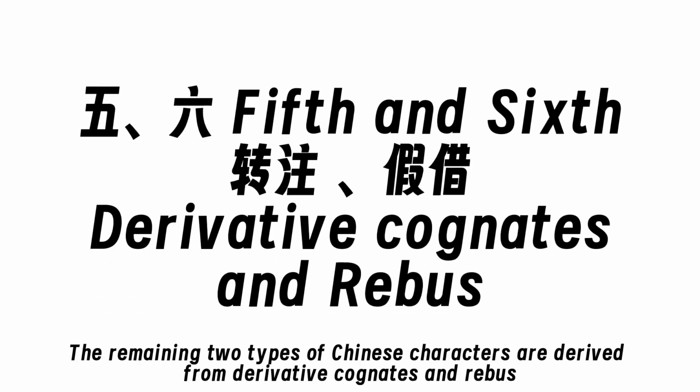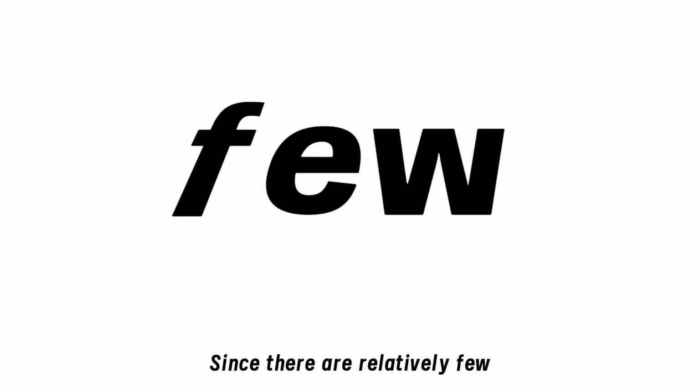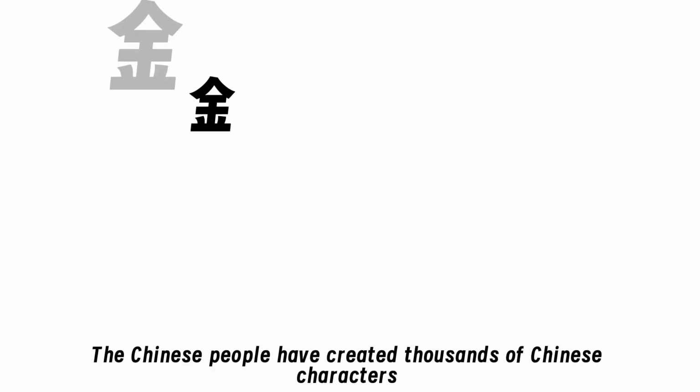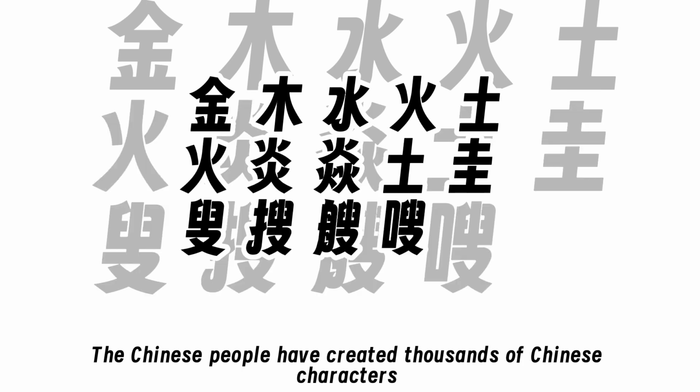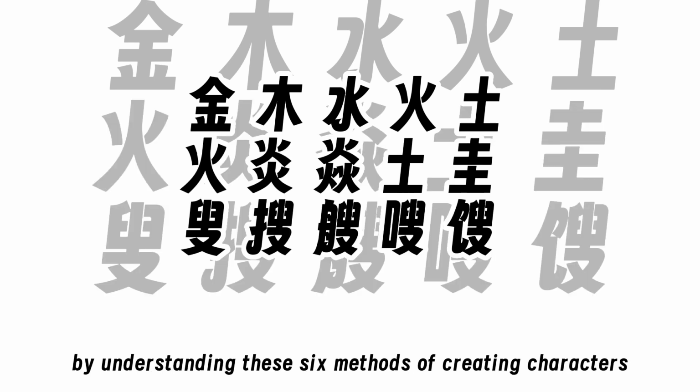The remaining two types of Chinese characters are derived from derivative cognates and rebus. Since there are only a few, I will not introduce them in detail here. Chinese people have created thousands of Chinese characters by understanding these 6 methods of creating characters.